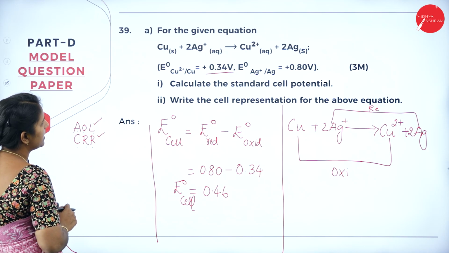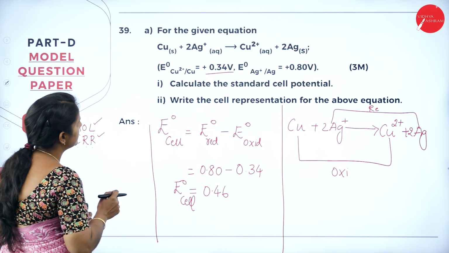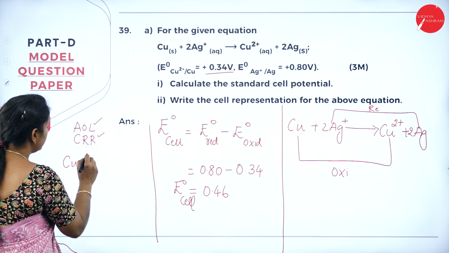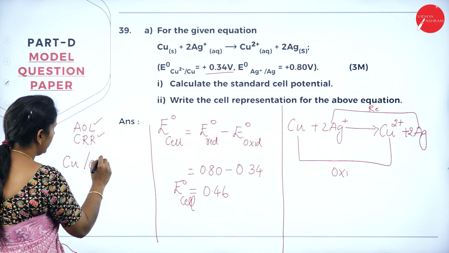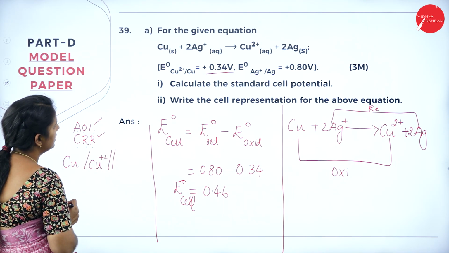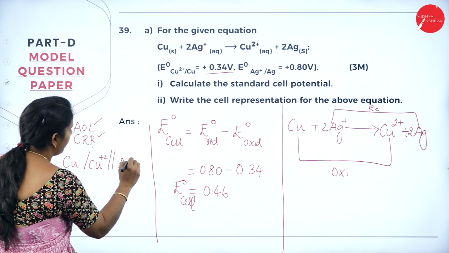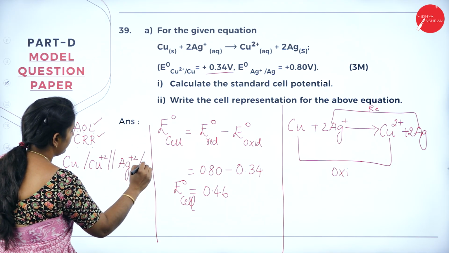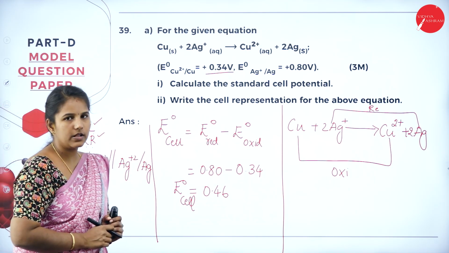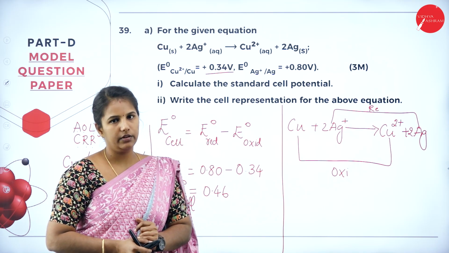Now I'll write the cell representation. Which one is undergoing the oxidation? That is copper. So copper bar copper +2, double bar, silver +, bar silver. Okay, this is the cell representation of the above equation which has been given.